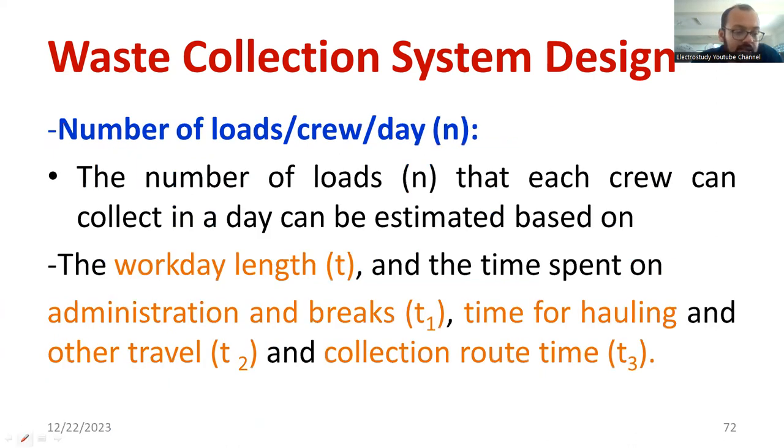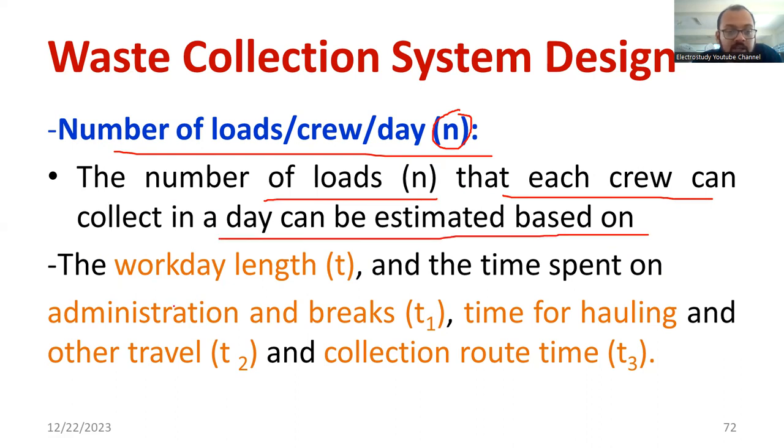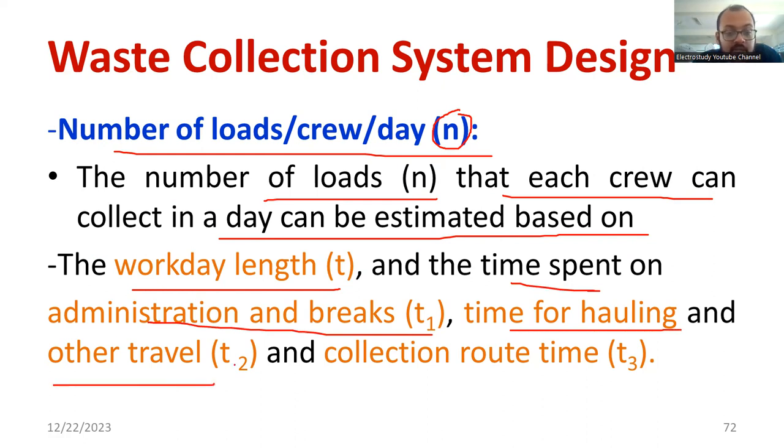In the third criterion, the number of loads, or the number of crew or number of days, is represented by the small letter n. The number of loads, small n, that each crew can collect in a day can be estimated based upon the workday length, represented by capital T, the time spent on the administrative break, that is T1, the time for hauling, that is T2, and the collection route time, that is T3. All of these come under the workday length T. Okay, T1, T2, and T3. I think it's clear to everybody. Now we need to segment: what is T1, what is T2, what is T3.